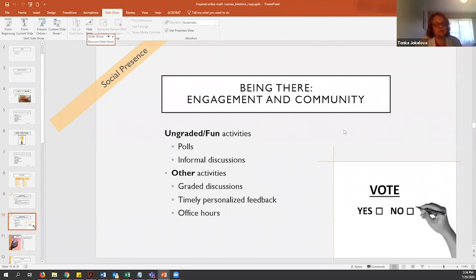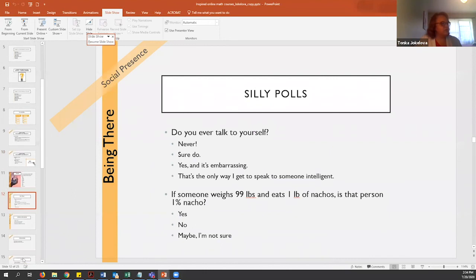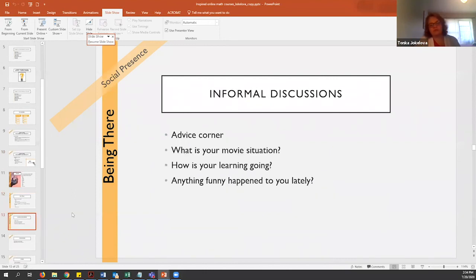And informal discussions, again, we already talked about some of the informal discussions. I'm going to skip one slide. Some of the informal discussions you can use is advice corner. If you have a fully online course, somewhere along the beginning of the semester, you can say, hey, if you are new to this online thing, ask others what you want to know. And if you are already a seasoned online course taker, you can provide advice to your classmates. You can say what helped you in your first semester taking classes online.